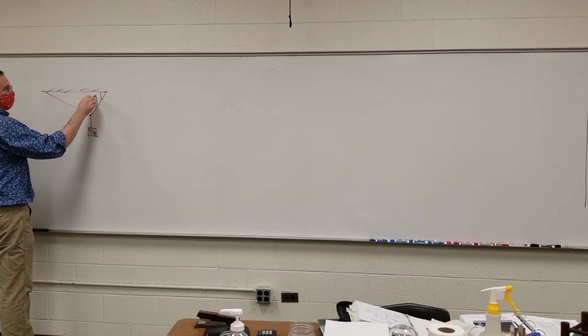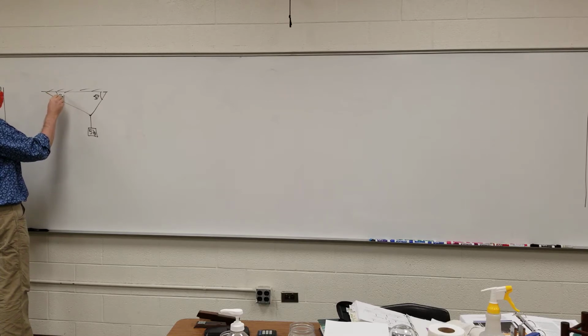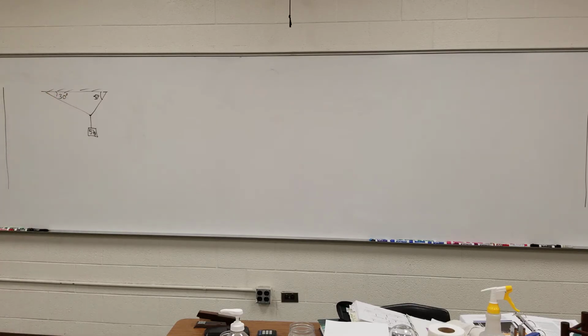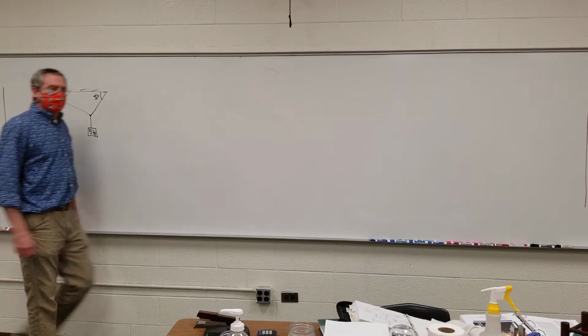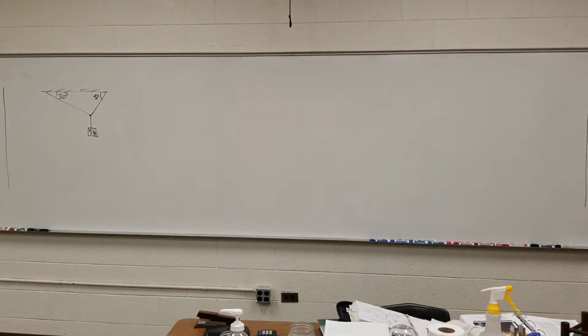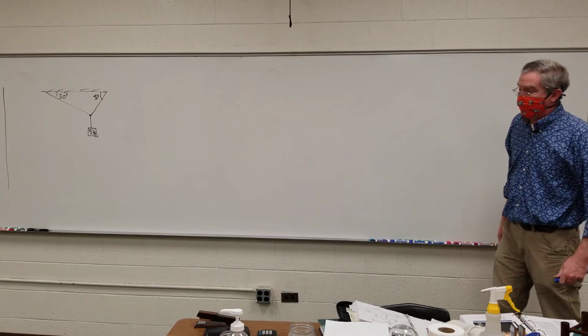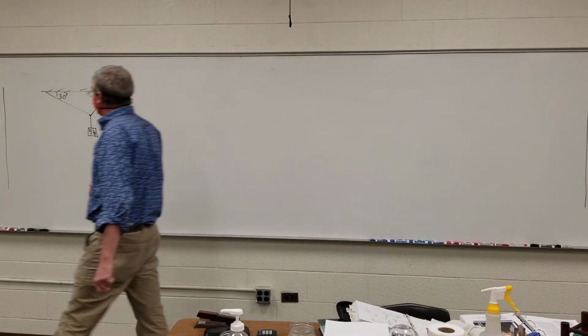So let's make that 50 degrees, and make that one 30 degrees. What is the tension in each rope? Assume that the whole thing is just sitting there, that not only is it in equilibrium, it is in static equilibrium.